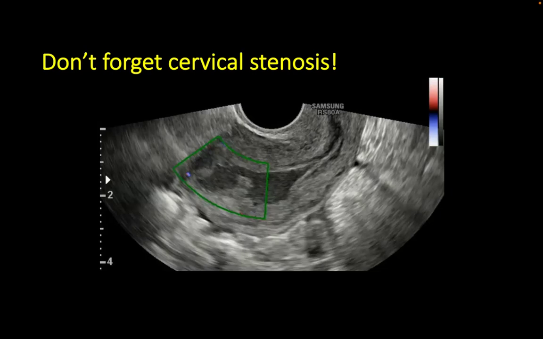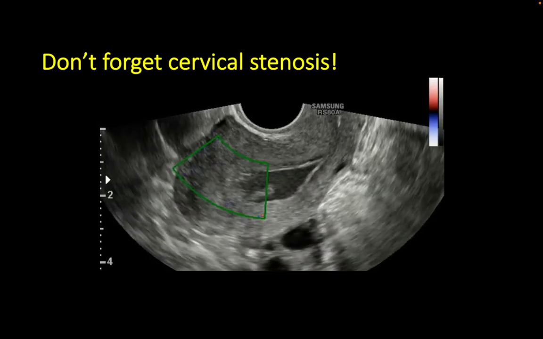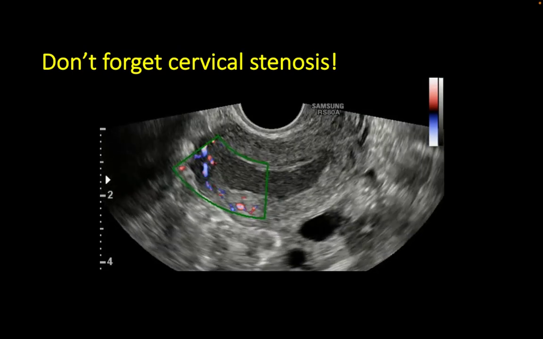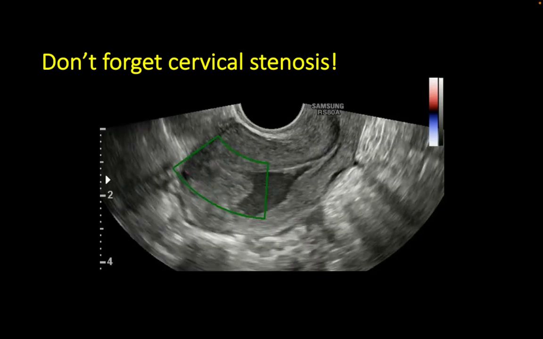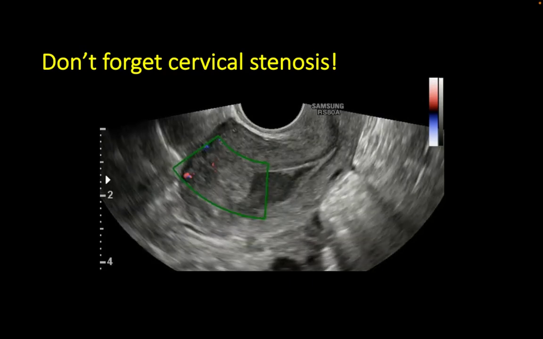So whenever you see something in the uterine cavity, some fluid in the uterine cavity, or even in the upper cervical canal, don't forget to exclude stenosis. Try to look for that tapering or beaking of the fluid column to exclude cervical stenosis.